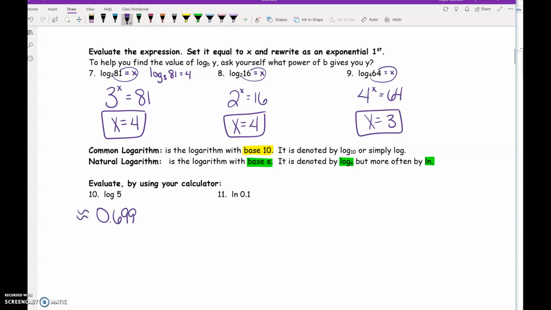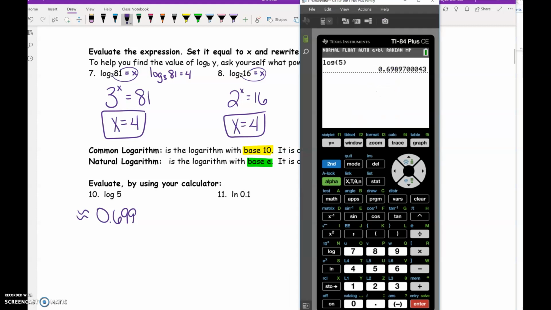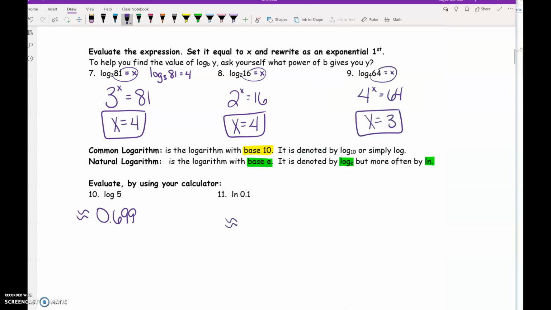So approximately 0.699. ln, that's the button that we already know about because of e. ln of 0.1 is negative 2.303. We would round it to 0.303. So approximately equals negative 2.303.